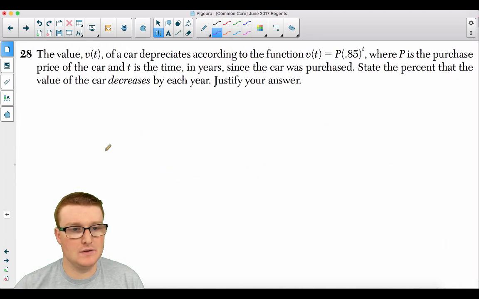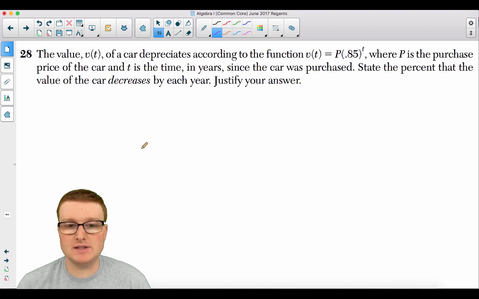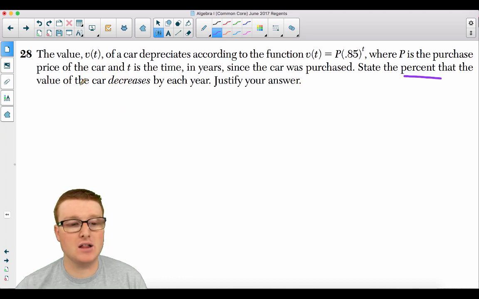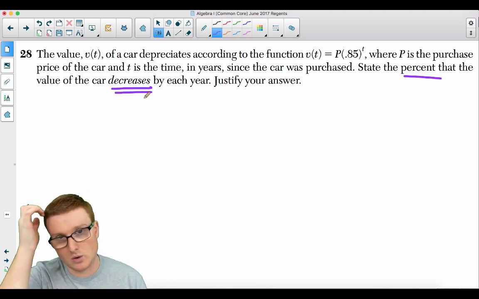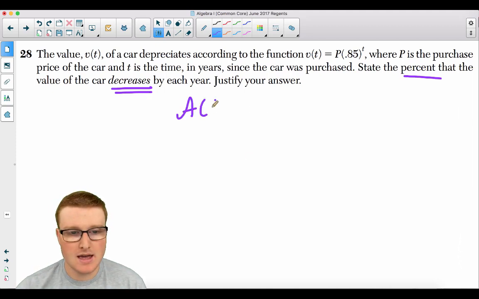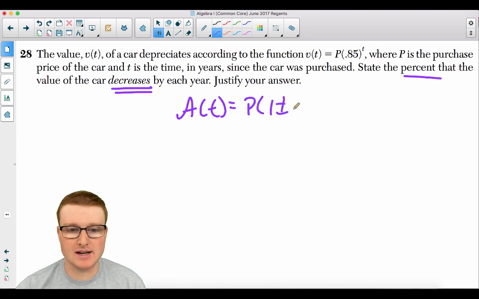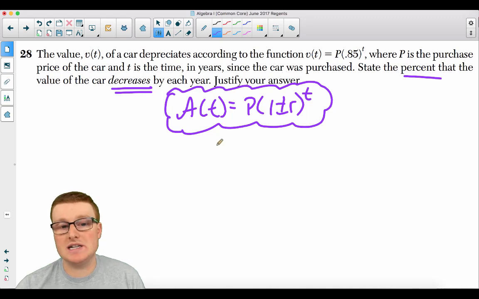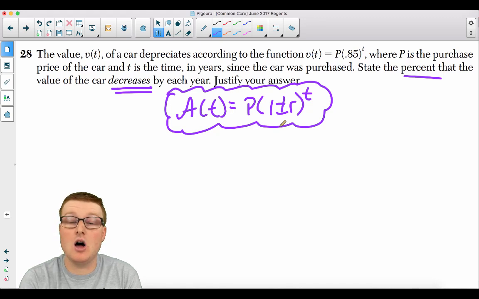The value, v of t, of a car depreciates according to the function v of t equals p times 0.85 to the t, where p is the purchase price of the car and t is the time in years since the car was purchased. State the percent that the value of the car decreases by each year and justify your answer. So, by now, I hope that you know the formula. A of t equals p times 1 plus or minus the rate raised to the t power. Okay? This is your increasing function or decreasing function in terms of appreciation and depreciation of things.